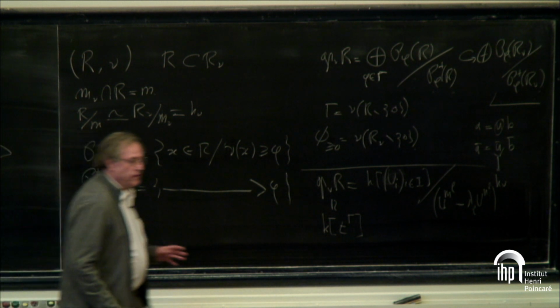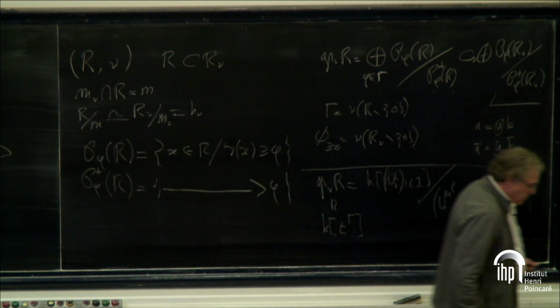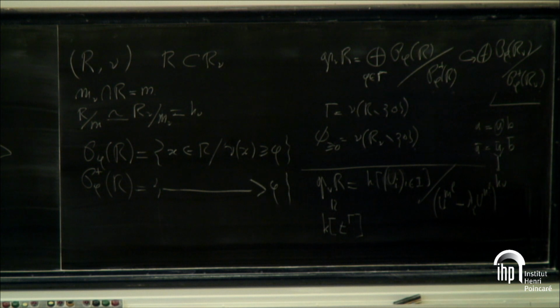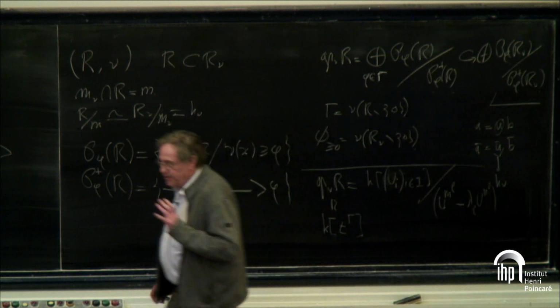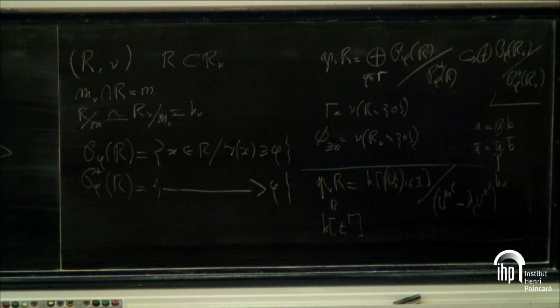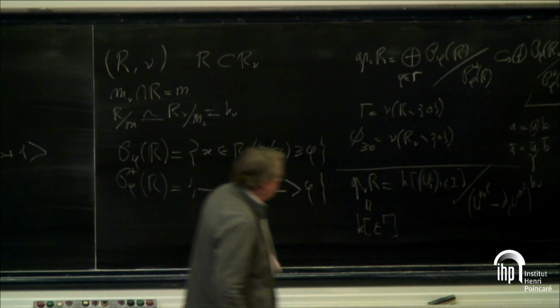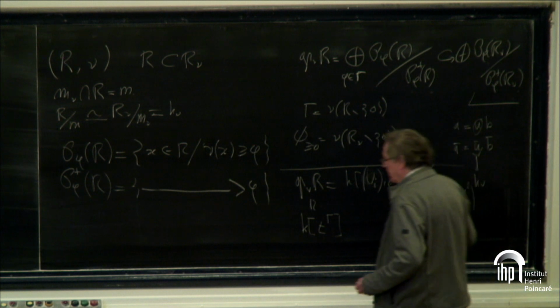Because out of a valuation with no residue field extension, we get, for free almost, a toric variety. Of course, this toric variety is not one of the usual ones because it has infinite embedding dimension. So pure algebraic geometers might not like that too much. But nevertheless, it's very helpful to think of it in this way. Okay, so what do we do with this?